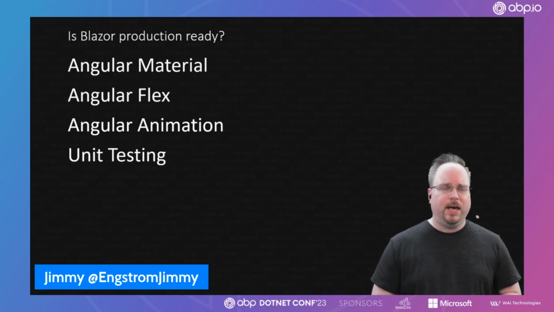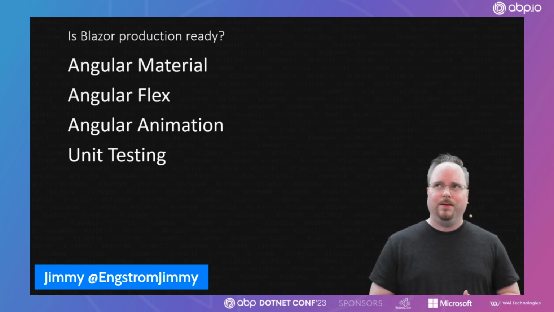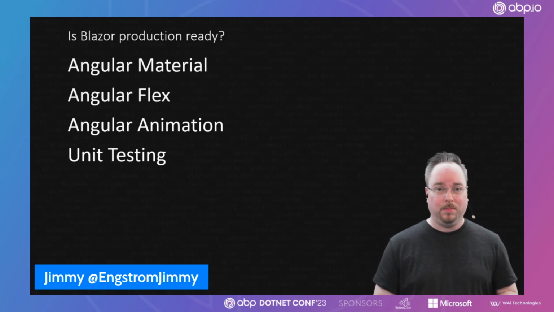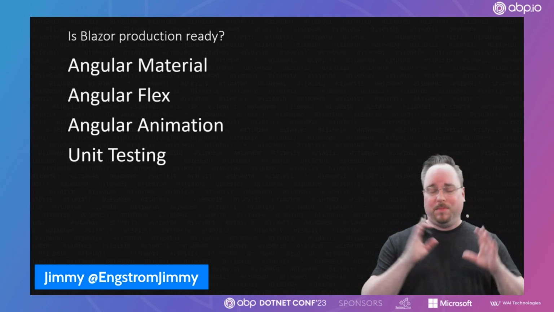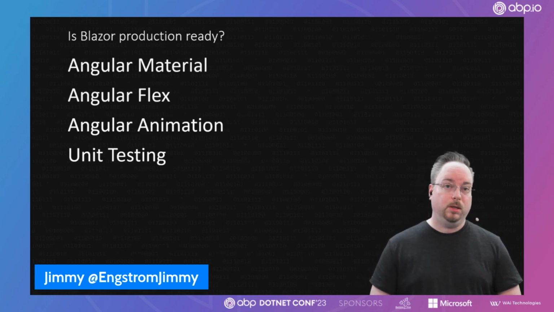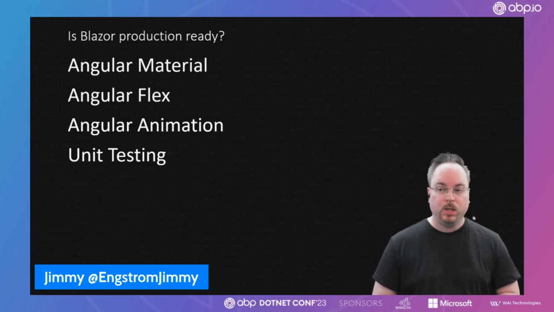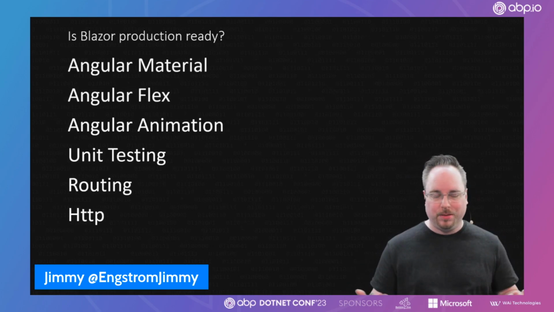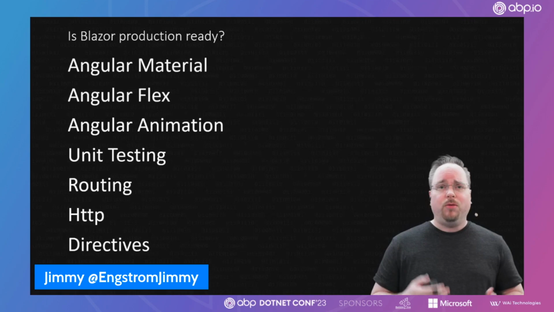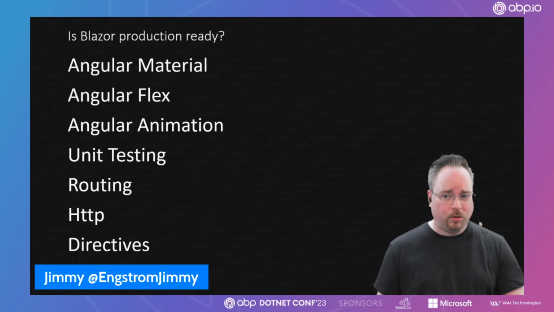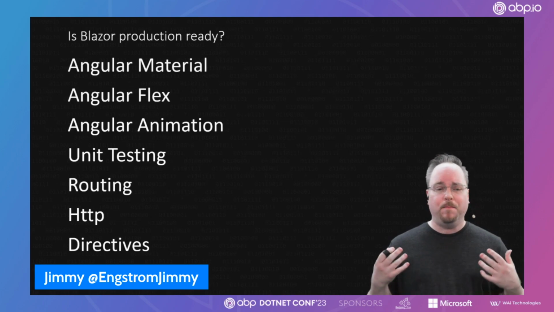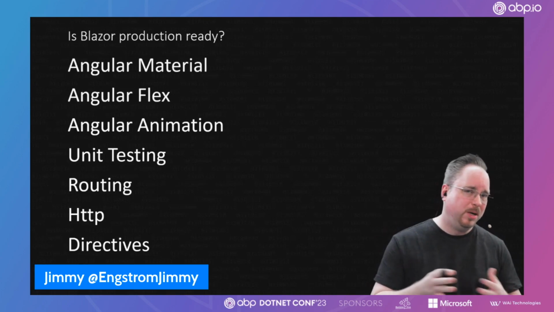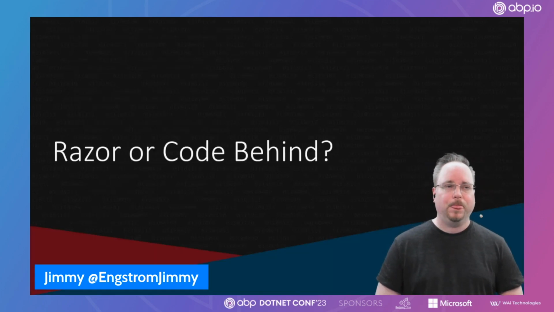Unit testing was one of the things that came up, which I was a little bit surprised about, because we have an amazing MVP, Egil Hansen, that has built an awesome library for unit testing called bUnit. Routing, well, that's built into the framework. HTTP, same thing, it's built inside of .NET. Directives, we don't have that yet, as far as I understand. And we don't have pipes. We do have things that work similarly, but not entirely pipes.